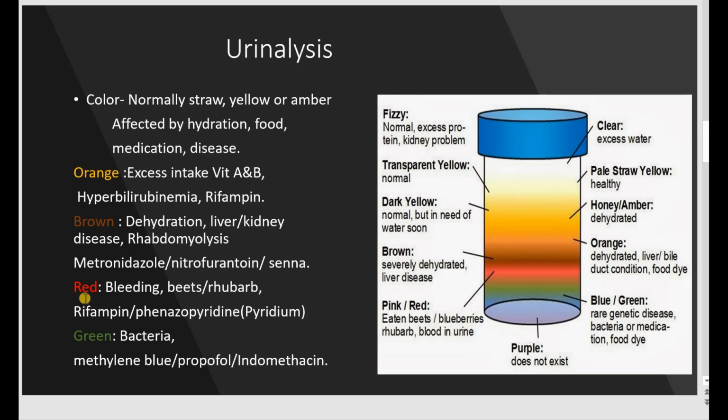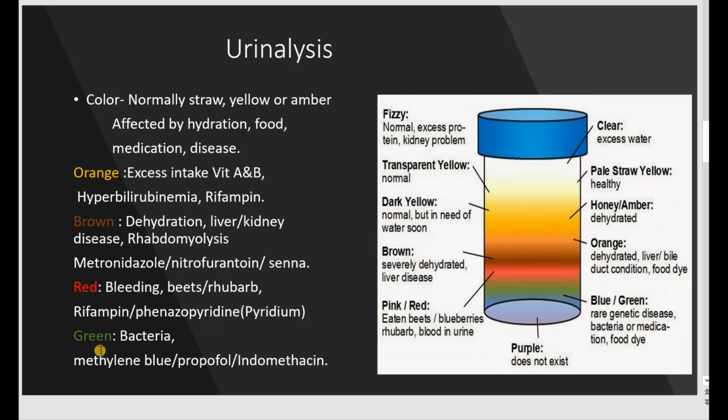Red urine. Red urine may indicate bleeding, or sometimes food, beets, rhubarb, can cause reddish urine. Certain medication, example rifampin antibiotic, again can cause reddish orange urine. Phenazopyridine, it's a urinary analgesic. It can cause reddish urine.